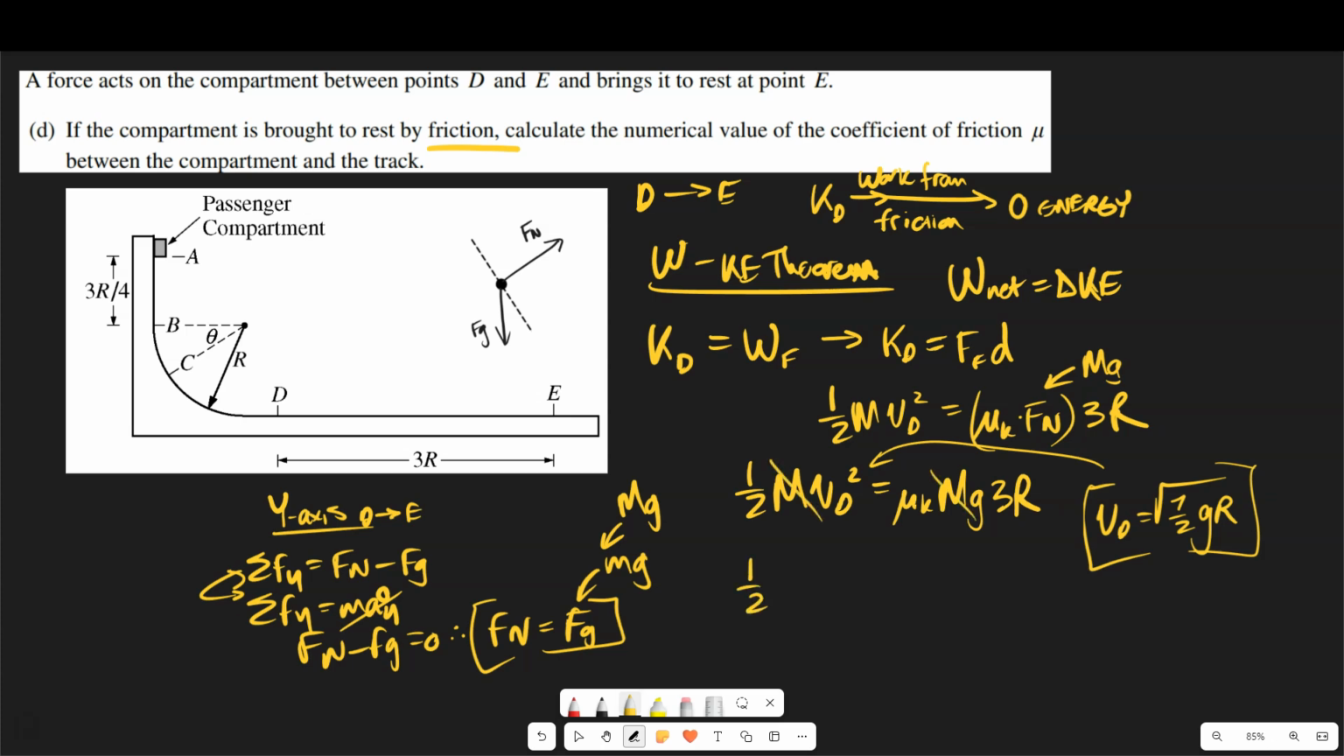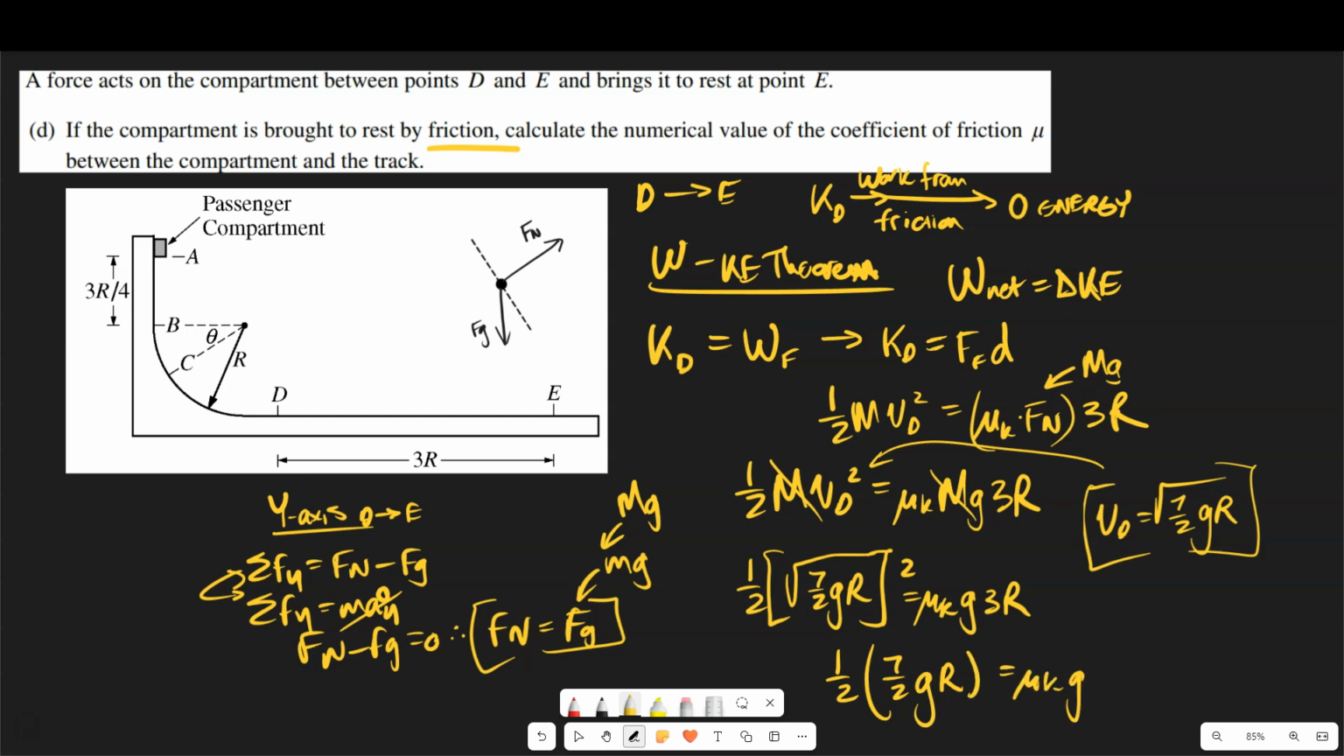So we have 1/2, and then we put in this root of 7/2 g r, and this whole thing is squared, which is handy because that means the square root is going to go away. That equals mu_k times g times 3r. Let's apply that square to the square root, so we end up with 1/2 times 7/2 g r is equal to mu_k g times 3r. Now we can get rid of our r's and our g's, and we should remind ourselves of what the question is asking of us. It's asking for this mu value, so let's solve for mu.